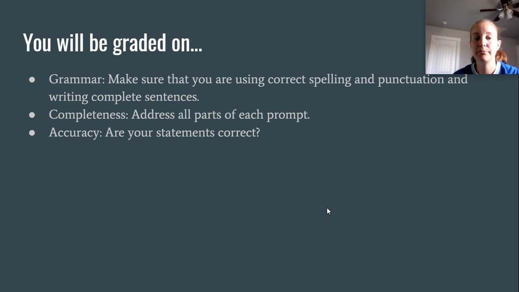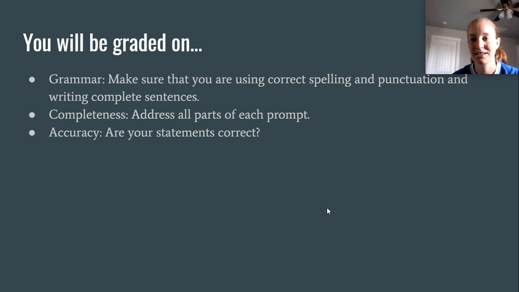You'll be graded on completeness. Did you address all parts of each prompt? So if it says, tell me what your hypothesis is and how you will test it, make sure you do both those things. Tell me your hypothesis, then tell me how you will test it. If it says why, make sure you answer why. Don't just say what happened, and then say why. So make sure you're complete.